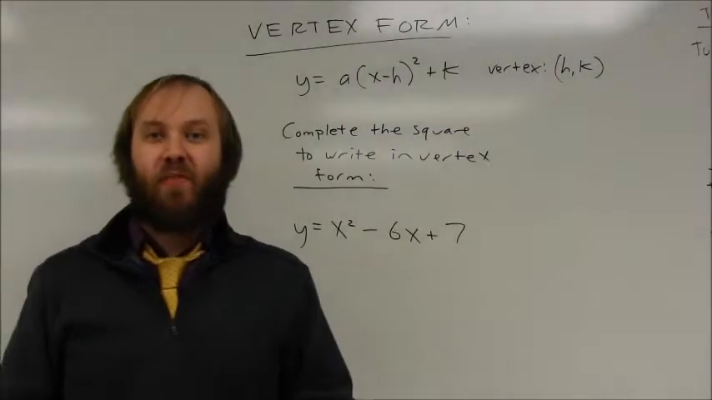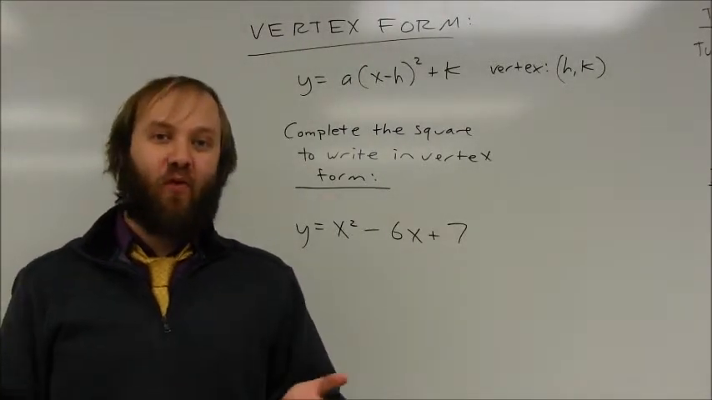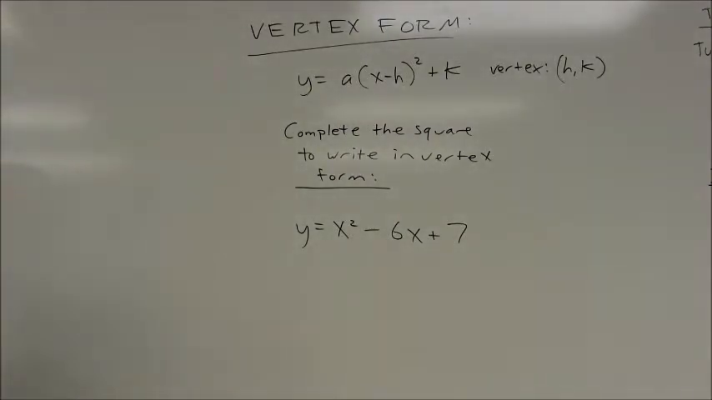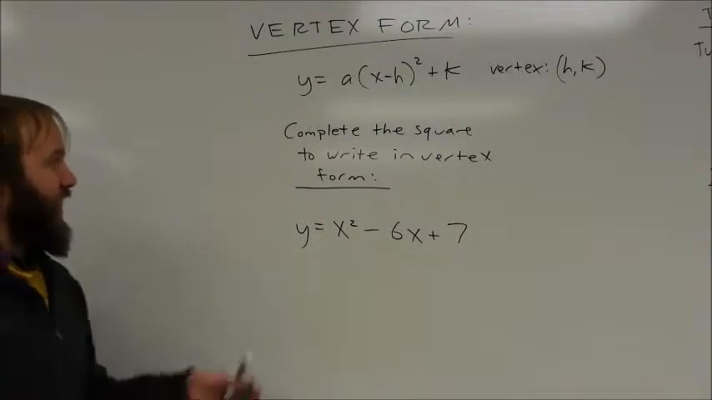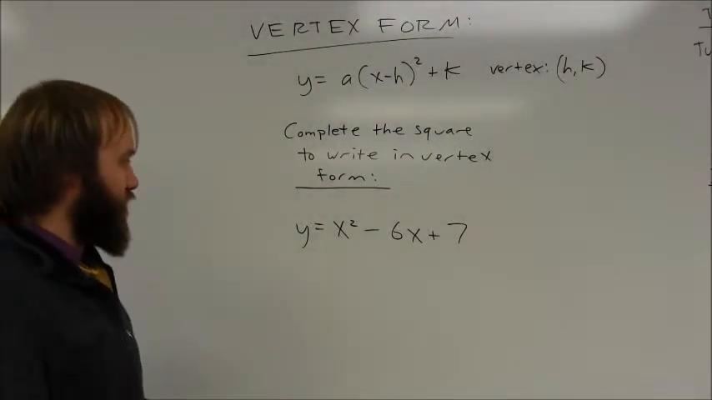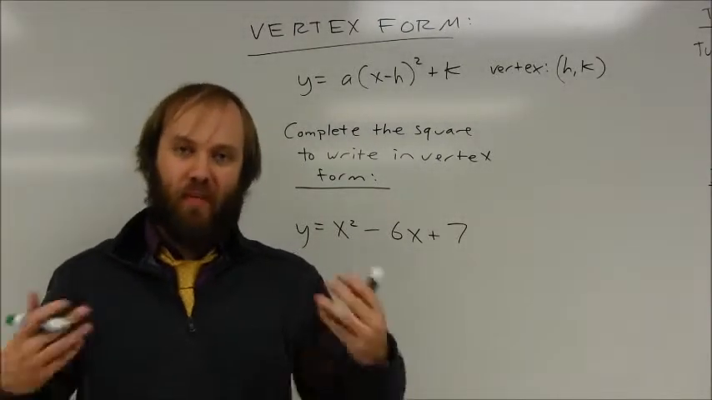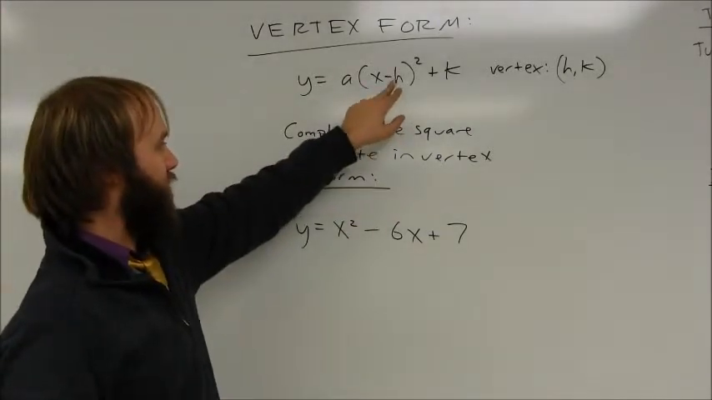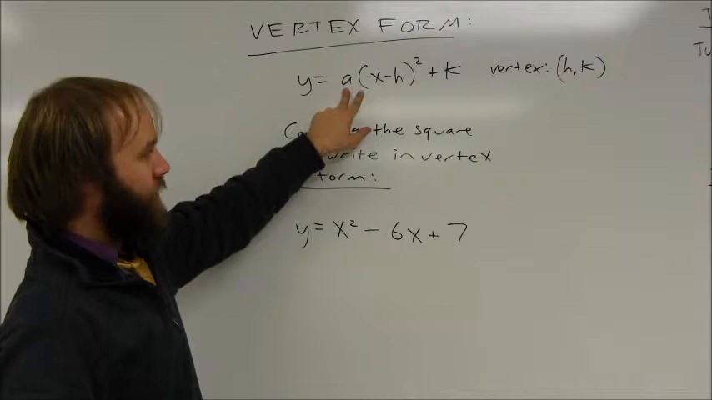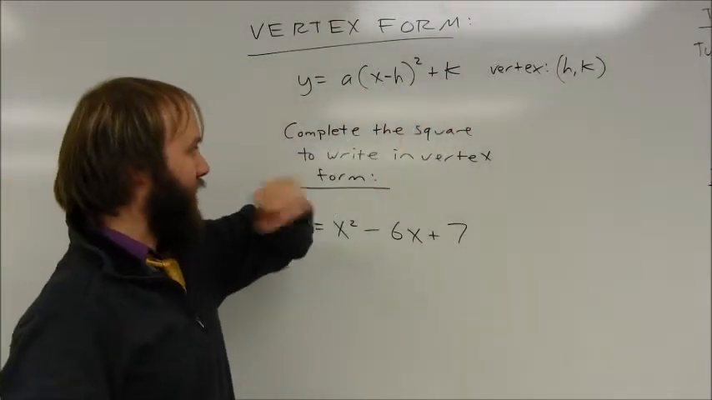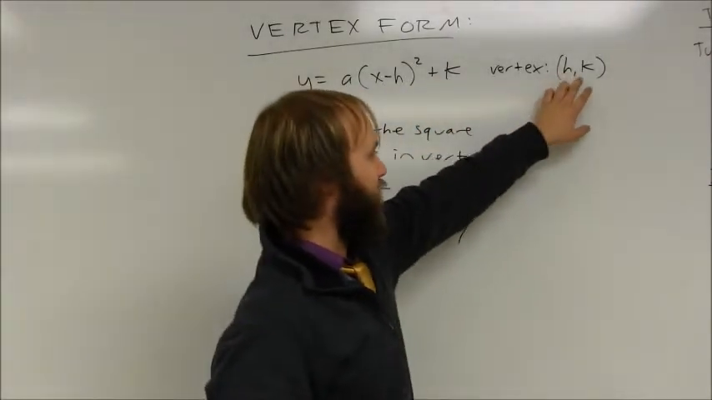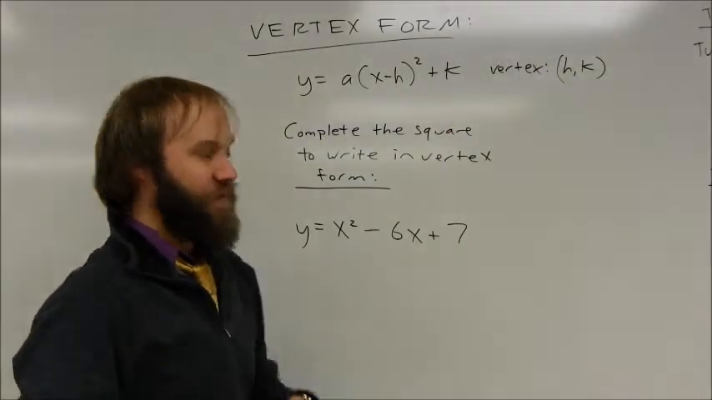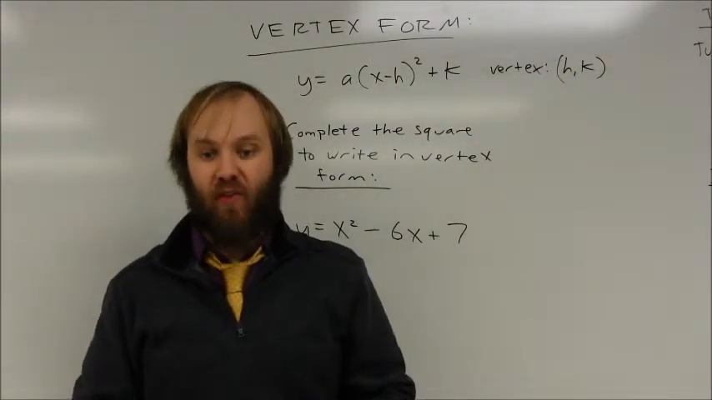I'm going to do several examples of writing a function in vertex form, and specifically writing a function in vertex form requires using something called completing the square. So the directions ask me to complete the square to write this in vertex form, and probably to find the vertex as well. Vertex form, you have x minus some value squared, maybe multiplied by a coefficient out in front, plus k. The vertex is going to be at h comma k, which is basically the opposite of this value, and then that value right there would be your two coordinates of your vertex.